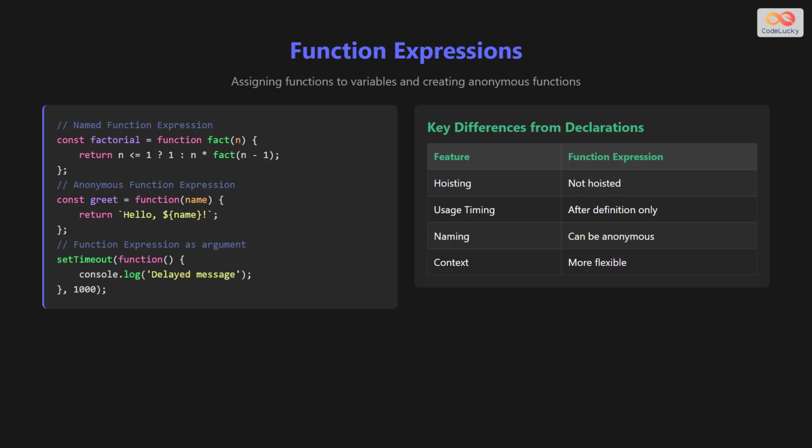Key differences between function expressions and function declarations are that function expressions are not hoisted, they can only be used after they are defined, they can be anonymous, and they offer more flexibility in context.